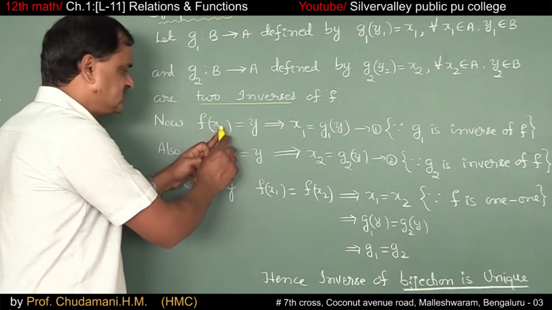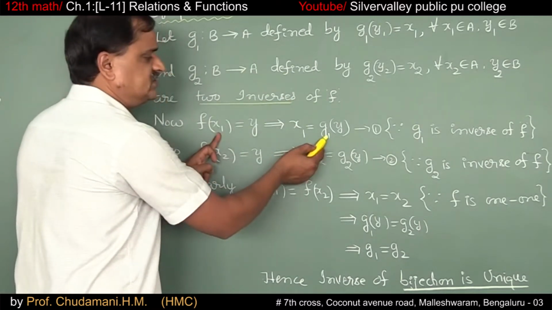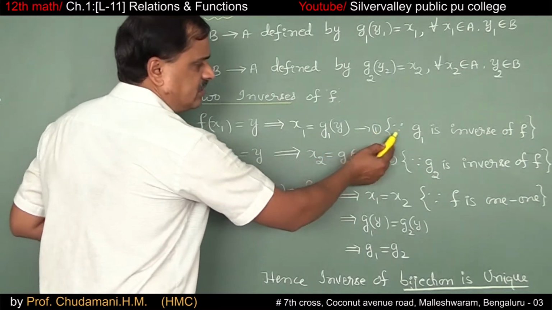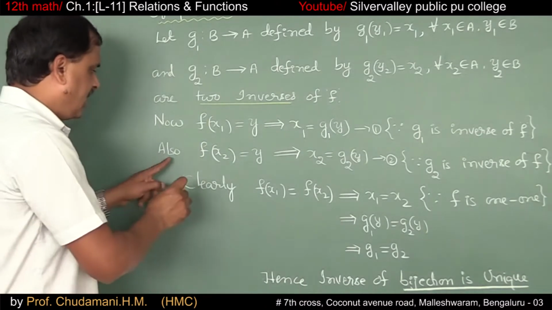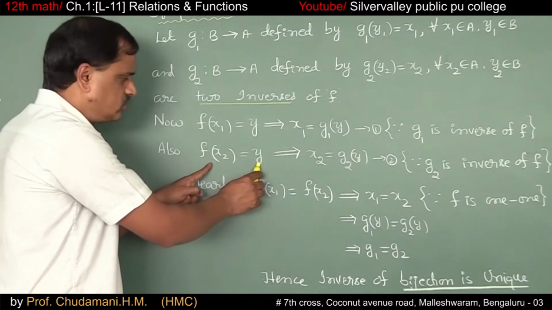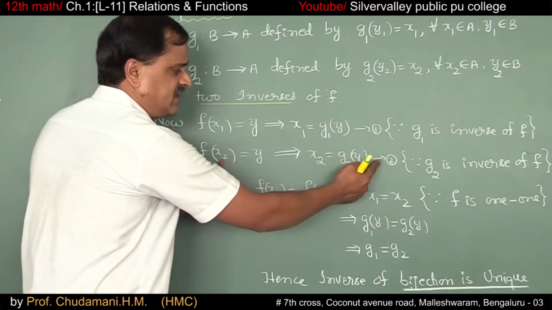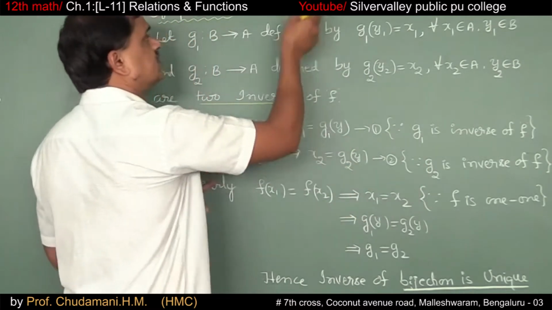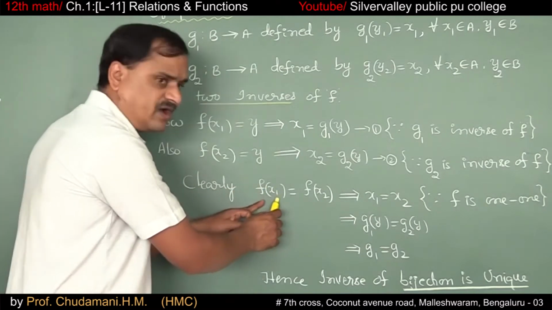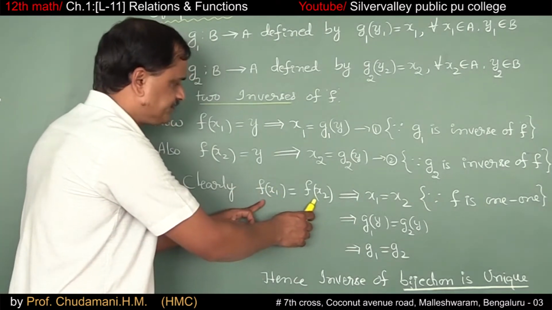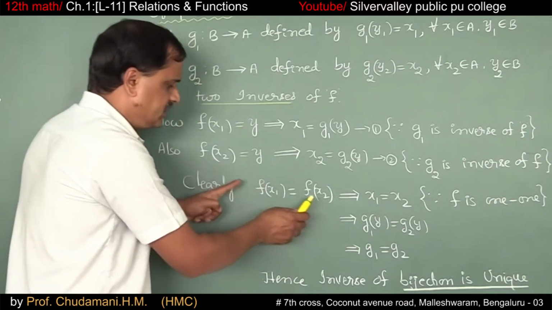For that we take f of x1 is equal to y. This implies x1 is equal to, as per the definition, g1 of y, say (1), because g1 is the inverse of f we have assumed. Also, f of x2 is equal to y. This implies x2 is equal to g2 of y, say (2), since g2 is also the inverse of f we have assumed. So clearly, f of x1 is equal to f of x2. See, f of x1 equals f of x2. Both are equal to y. Okay.